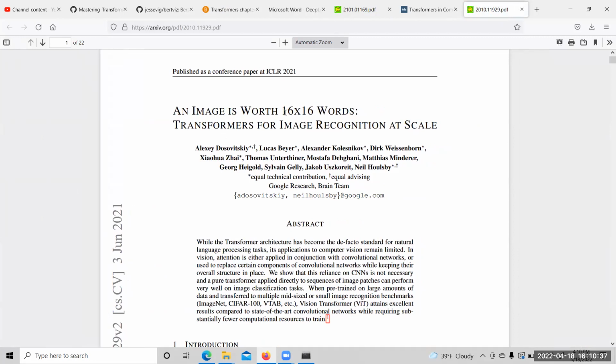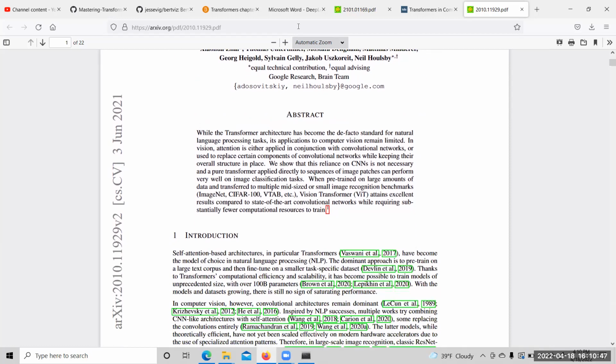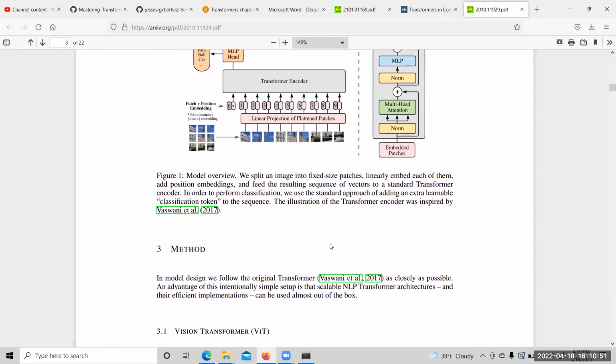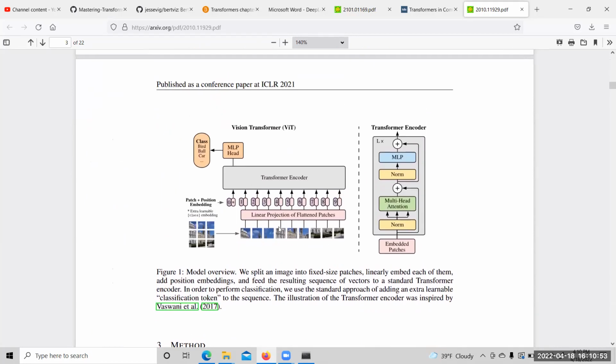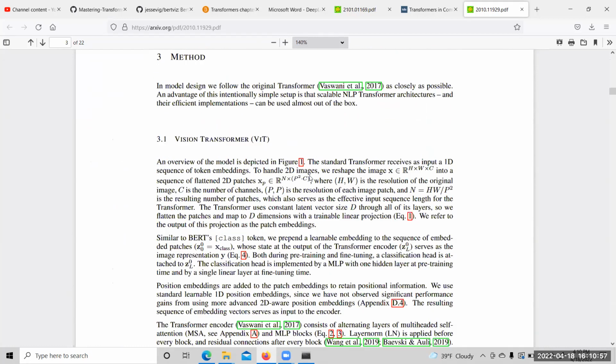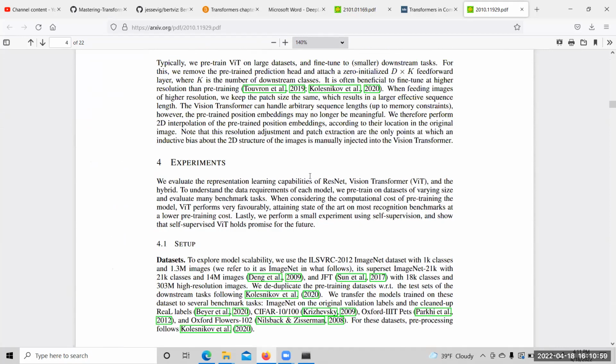It's called "An Image is Worth 16 by 16 Words." Transformers for image recognition. This is from, of course, Google. As you can see, they're already doing work in that. And so it's worth taking a look. It does describe this mechanism, which I thought was pretty intuitive. We'll take a look at it in a sec.